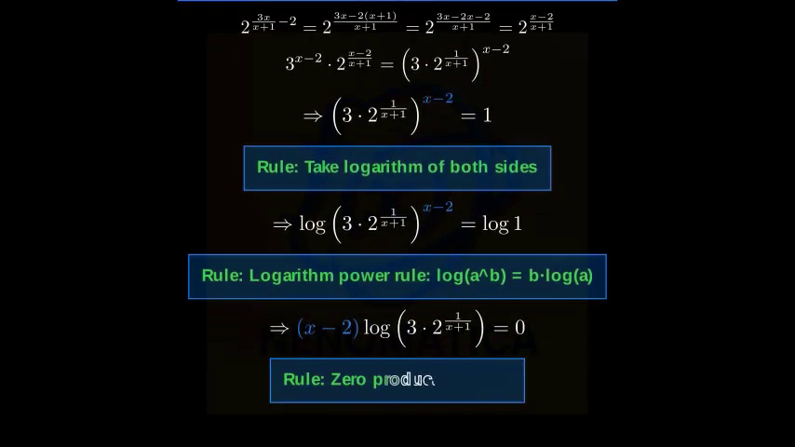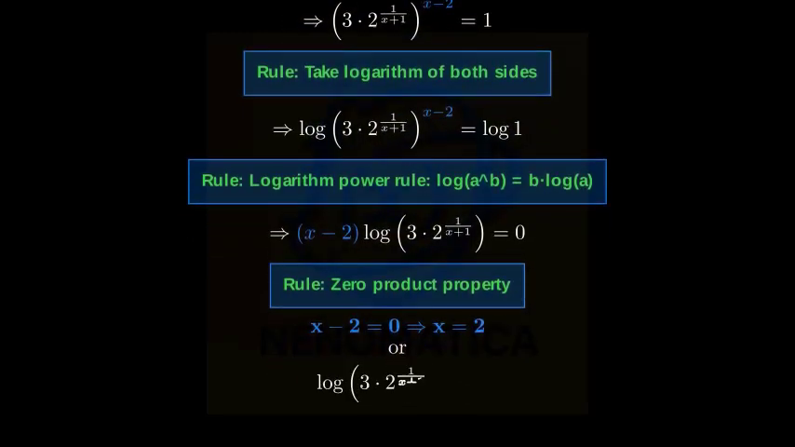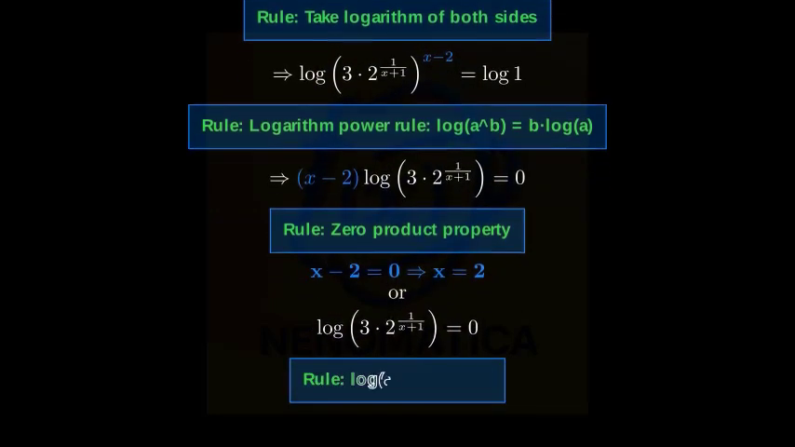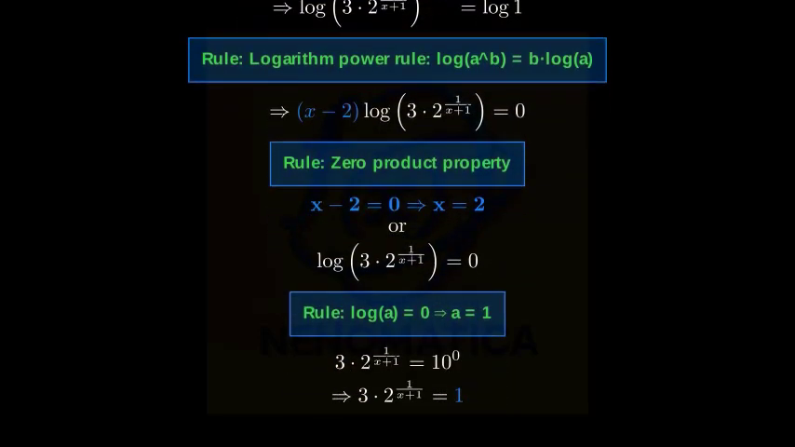By the zero product property, if a product equals 0, then at least one of the factors must be 0. So either x minus 2 equals 0, which gives us x equals 2, or the logarithm of 3 times 2 to the power of 1 over x plus 1 equals 0. For the second case, we know that if the logarithm of a number equals 0, then that number equals 1. So we get 3 times 2 to the power of 1 over x plus 1 equals 10 to the power of 0, which is 1.